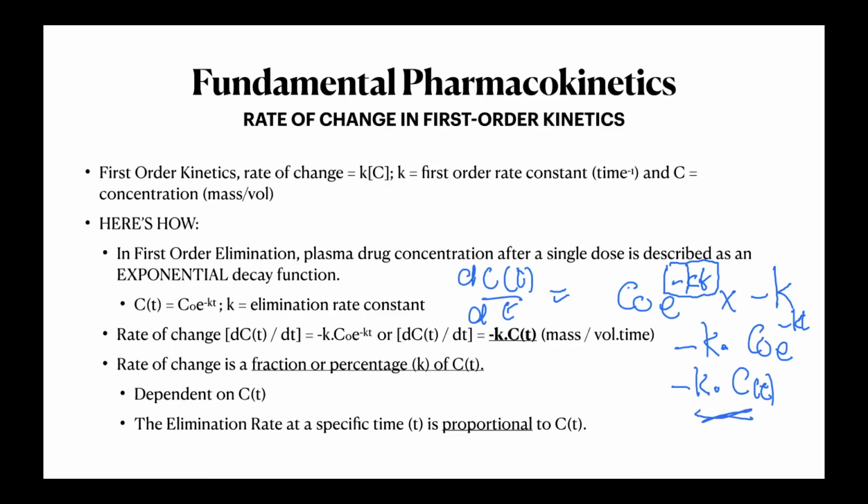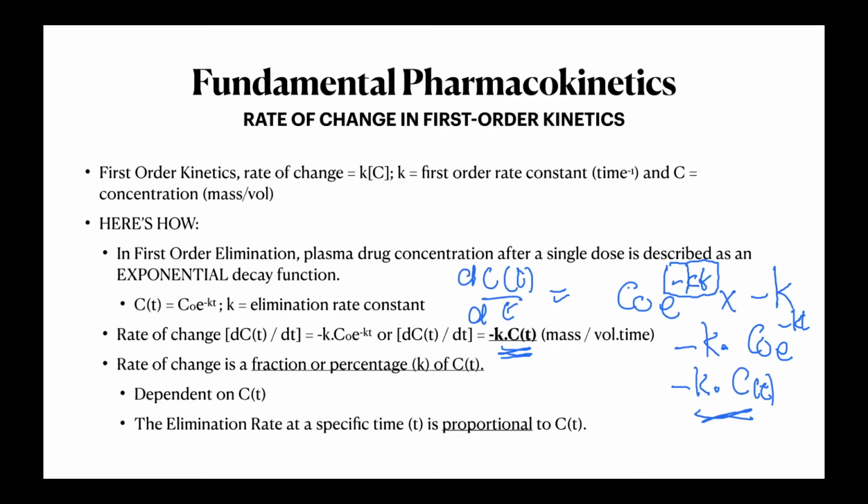And you can see from this formula here that the rate of change is a fraction or percentage of the current concentration of the drug. And this is important. So in first order kinetics, the rate of change is dependent on the plasma concentration of the drug, and the elimination rate at a specific time is proportional to the plasma concentration.